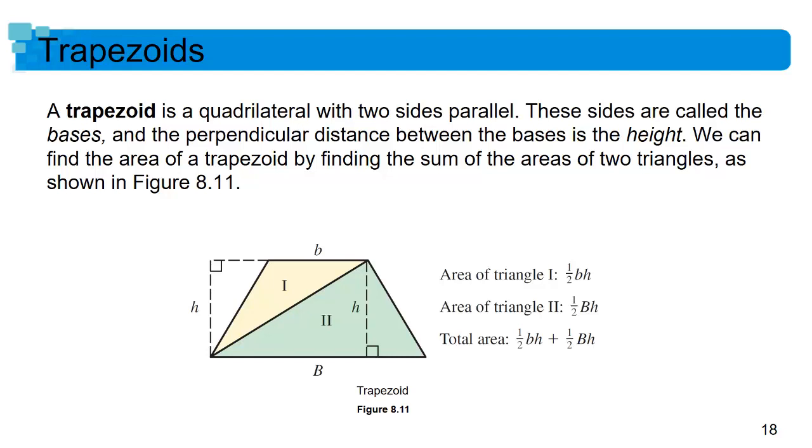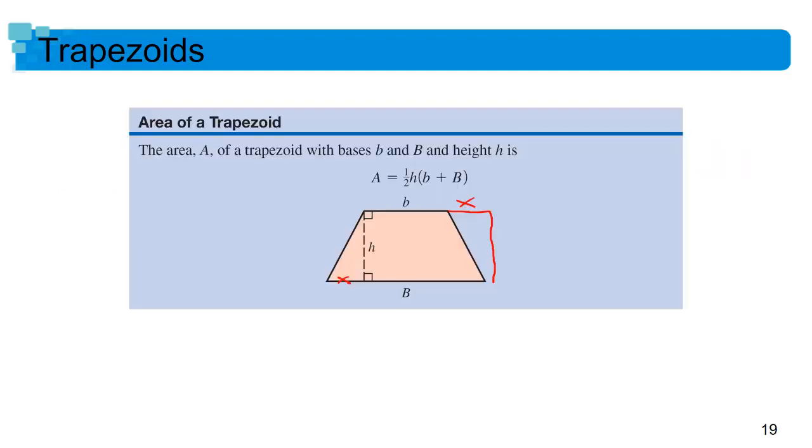And then the green one has this bigger base and this height. So its area is 1/2 of that. And when you put them together, you can factor out the 1/2 and the h, and that's where the formula comes from. I don't know which way your brain likes to see it, but in either case, the formula is 1/2 height times the sum of the two bases.